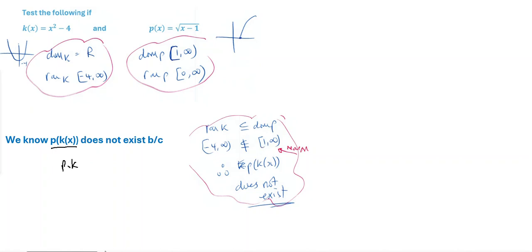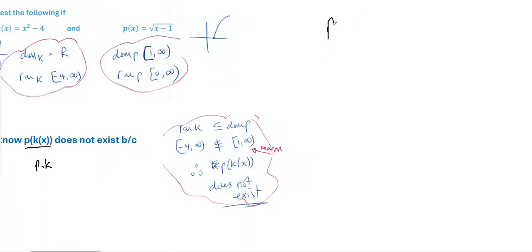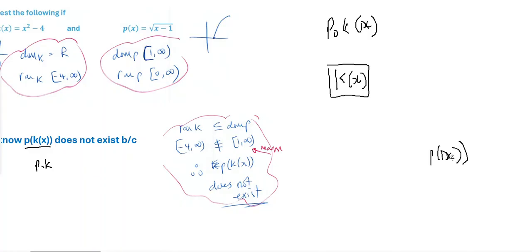So if I would do a little diagram of that, we're doing P of K of X. And I think this diagram is really helpful. I go through K of X first, and then I come out of K of X and I go through P of X. So any value of X is going to go in through K, the output of the K becomes the input of the P, and then the output of the P is my final answer.